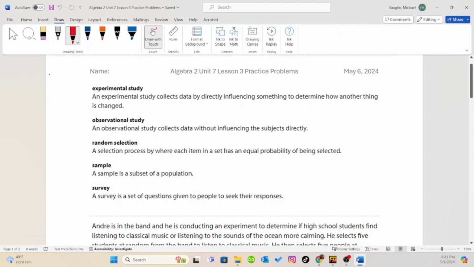Welcome to Algebra 2, Unit 7, Lesson 3, Practice Problems. We'll start by going over the vocabulary terms that will be used in this lesson.